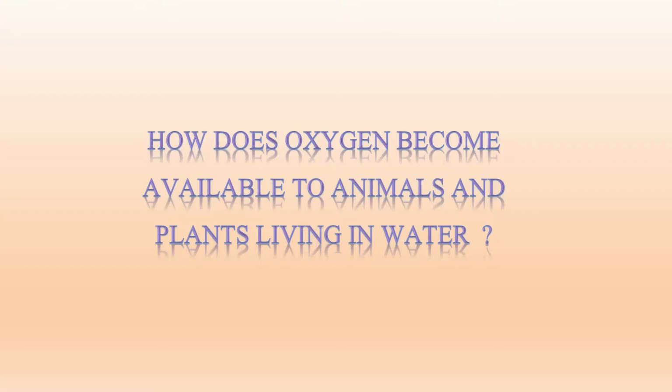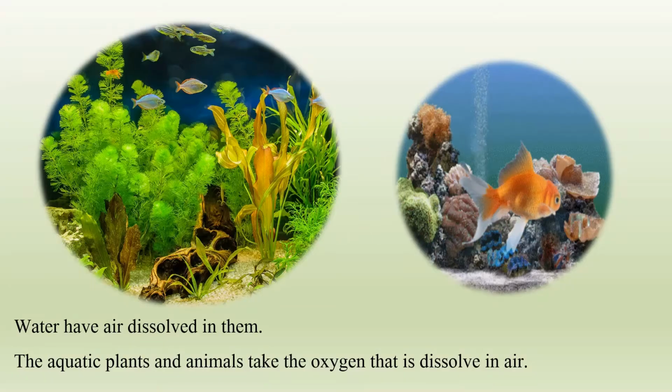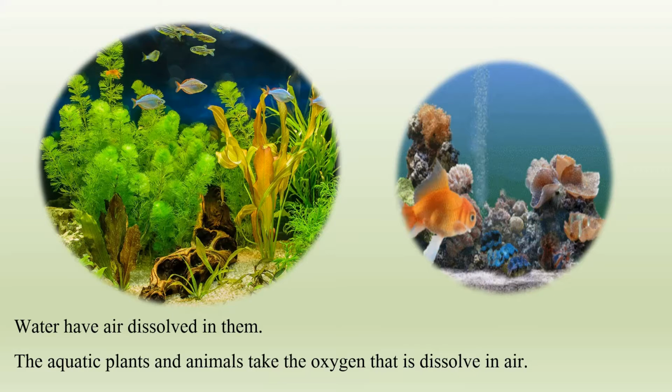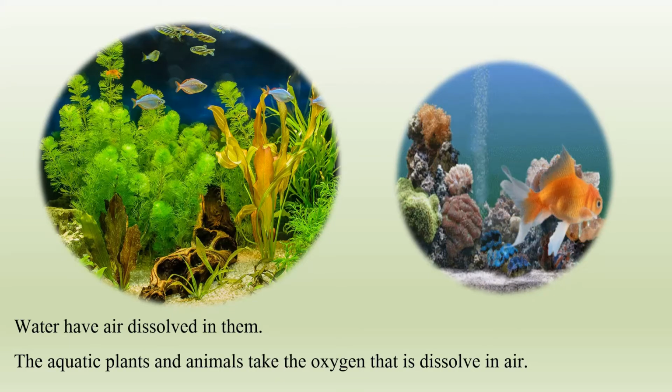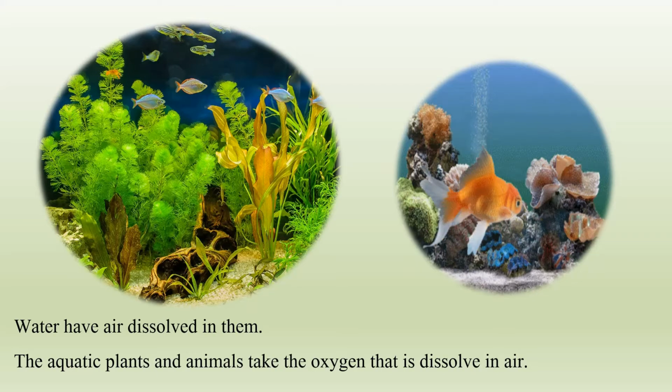So how does oxygen become available to animals and plants living in water? Water has air dissolved in it, and the aquatic plants and animals take the oxygen that is dissolved in it. So this is how the aquatic plants and animals generally breathe in water.